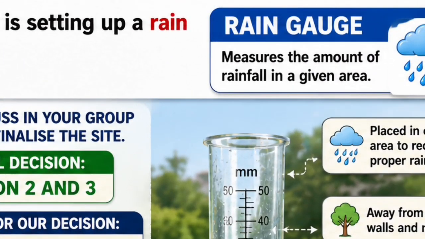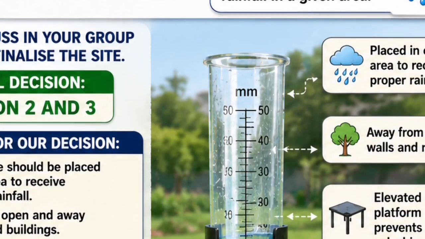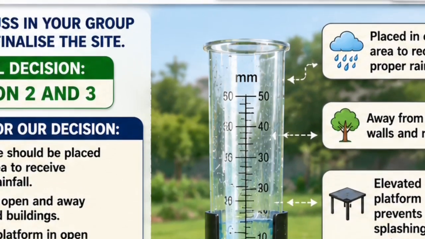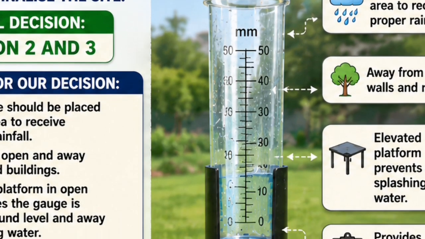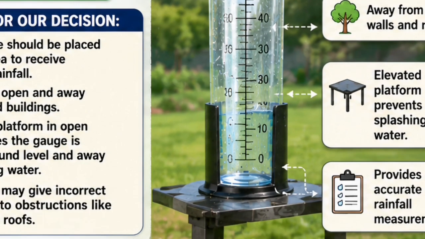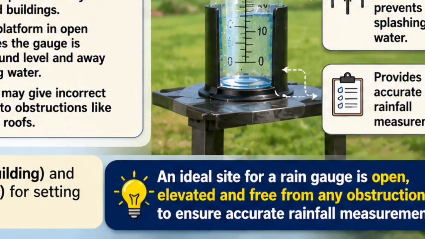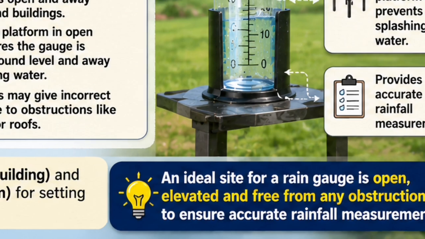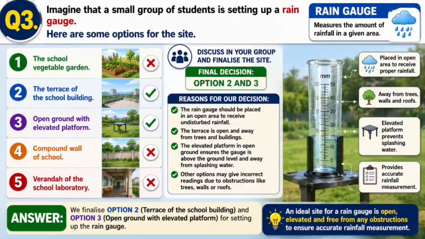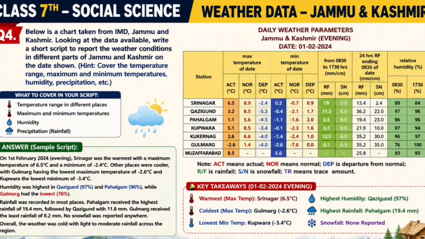You know very well, a rain gauge measures the amount of rainfall in a given area. As you can see here, the place should be open, away from walls, roofs and trees. There should be an elevated platform to provide accurate reading. So an ideal site for a rain gauge is open, elevated and free from any obstructions to ensure accurate rainfall measurement. So you got the answer. Now let's go to the last question.